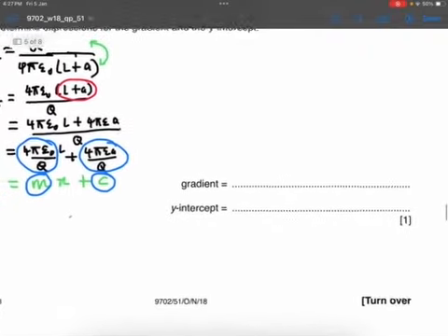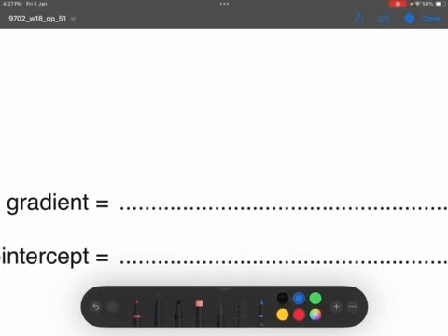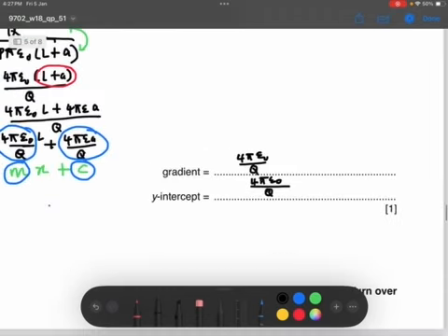So we can now say gradient equals 4 pi permittivity of free space, L, sorry, no L there, over Q. Then we can also say the y-intercept is 4 pi permittivity of free space over Q. So we found the expression for the gradient and for the y-intercept.